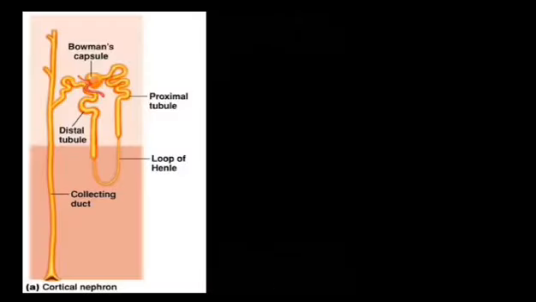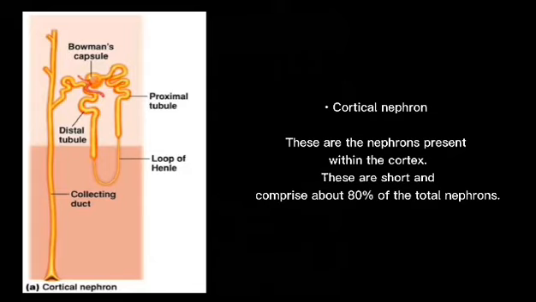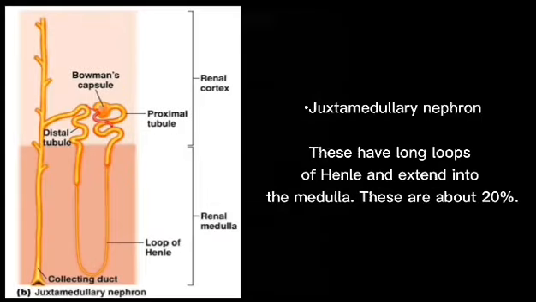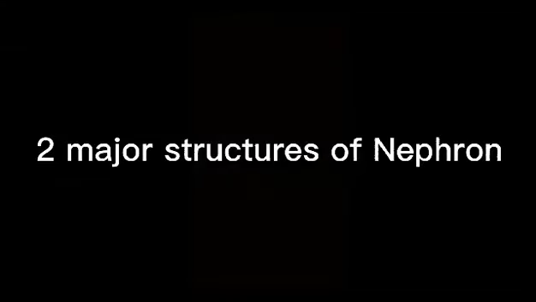Types of nephron. Cortical nephron. These are the nephrons present within the cortex. These are short and comprise about 80% of the total nephrons. Juxtamedullary nephrons have long loops of Henle and extend into the medulla. These are about 20%.